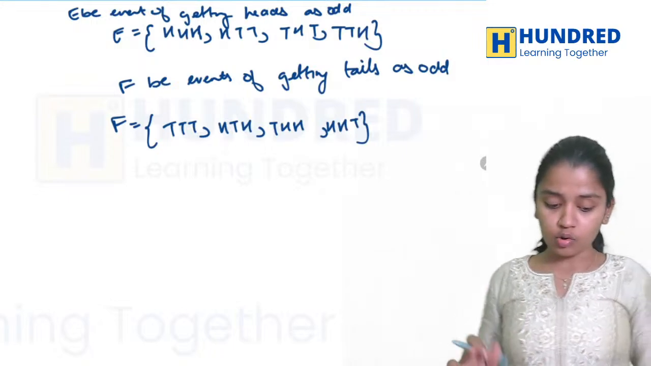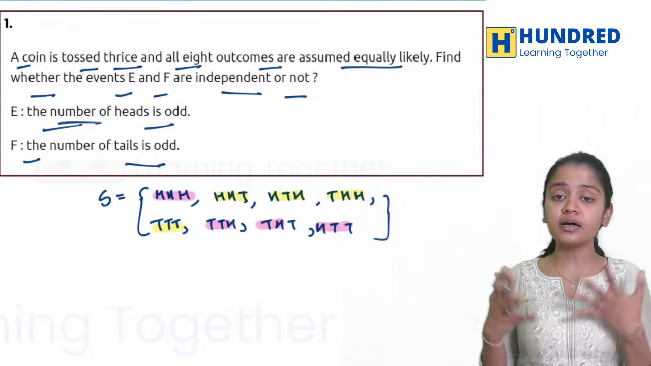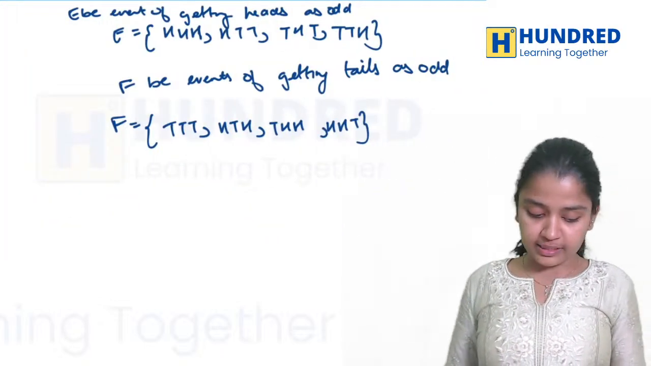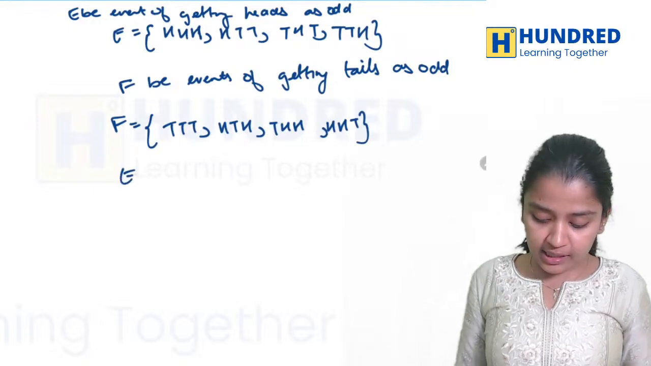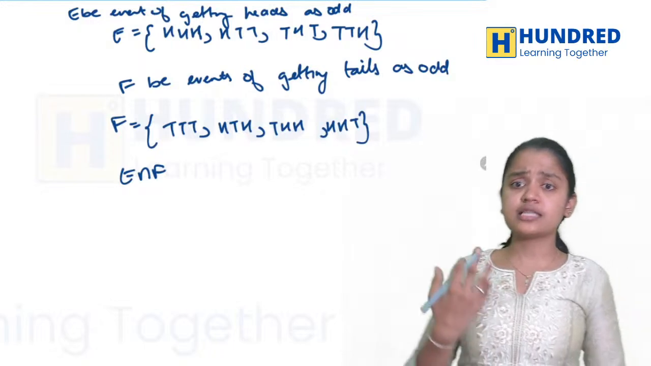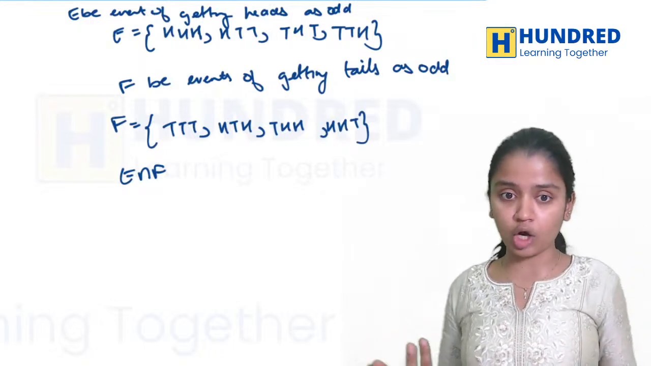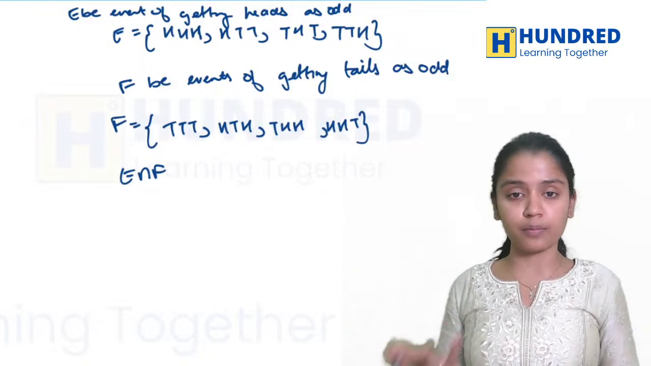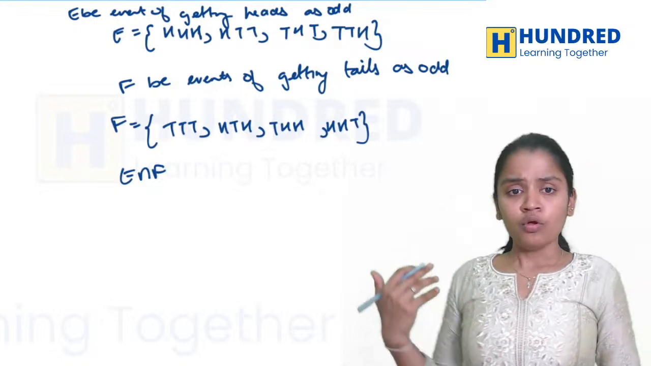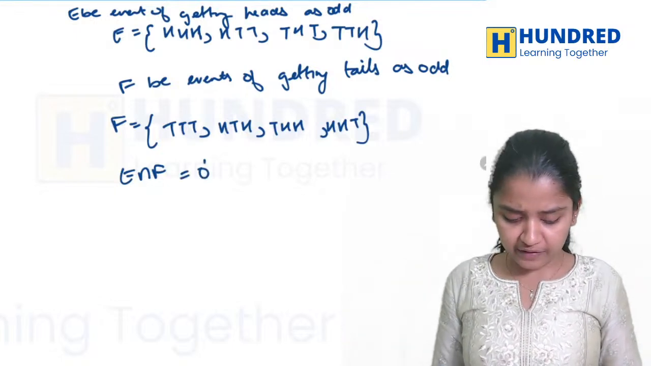Okay, now what am I supposed to do? Now let me check. I have to check whether the events are independent or not. So for this what am I going to do? E intersection F. Let us see whether these two have any intersection. Because if there is something common, you can use conditional probability, you know the formula of conditional probability which I told you in the previous class. So you can do it with that too. But do we have an intersection? No, you don't have any intersection.